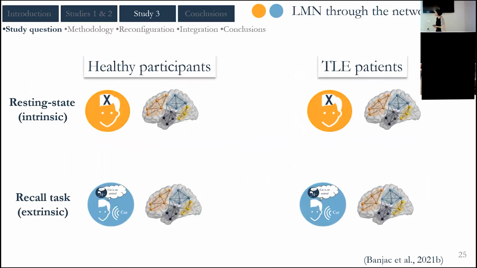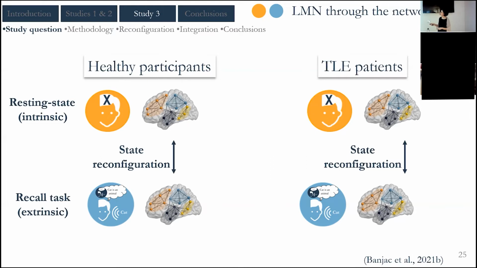In this study, we also included resting state in order to evaluate intrinsic state. During this resting state, participants don't perform any kind of task. They just observe a cross on screen. And as an extrinsic state or task, we use recall task from our direct protocol, the last task, because it mapped the majority of network. By comparing in each group resting state with the recall task, we observed what we call state reconfiguration. So how network reconfigures when starting a task.